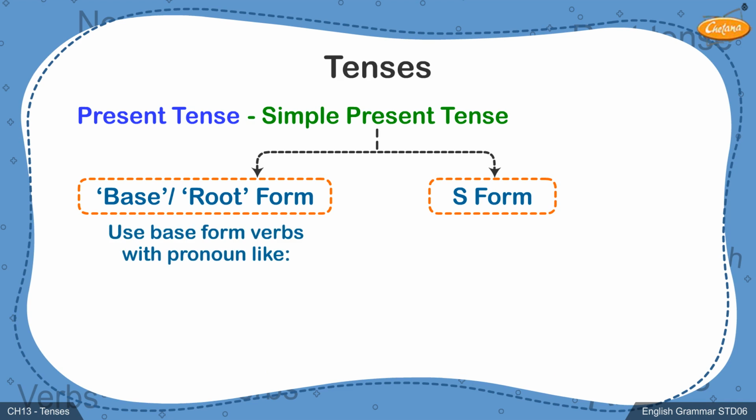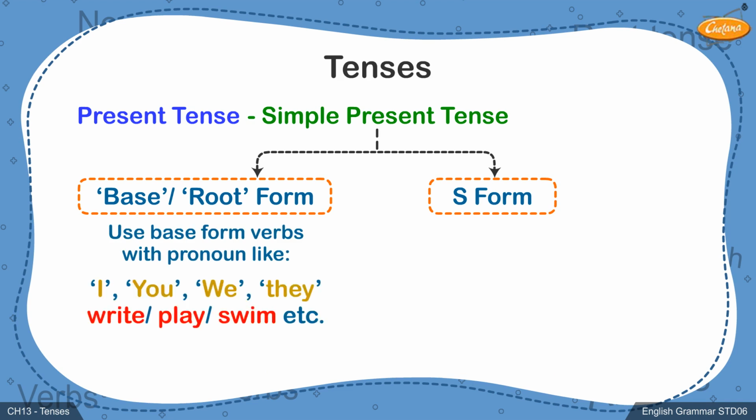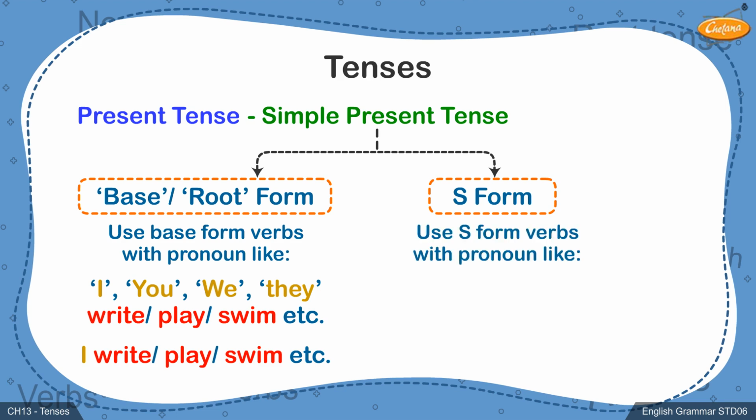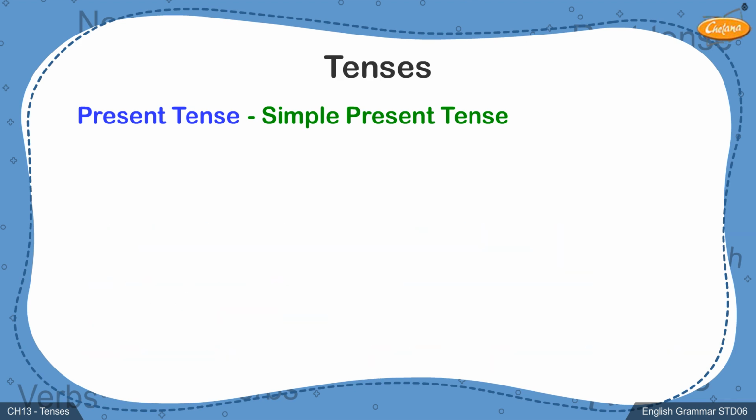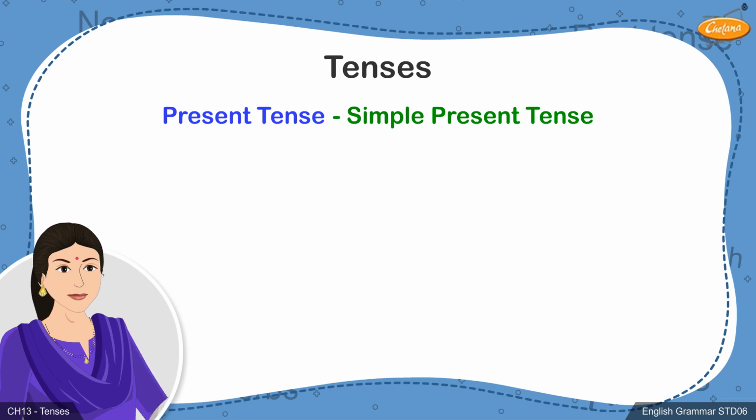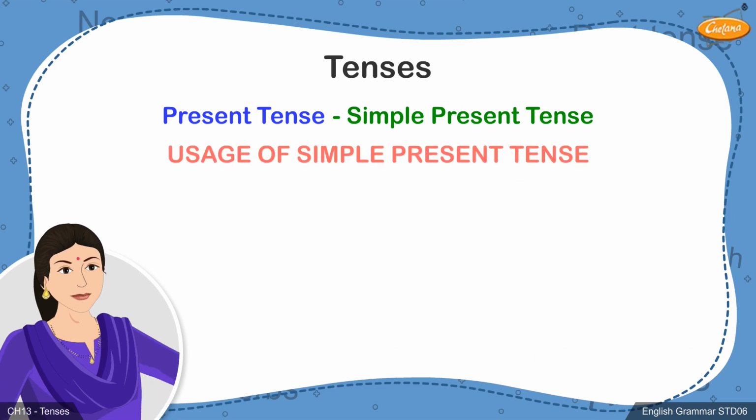Base form verbs are used with pronouns I, you, we, they. For example, I write, or play, or swim, etc. S form verbs are used with pronouns like he, she, etc. He or she writes, or plays, or swims, etc. A simple present tense verb is used in the following cases.